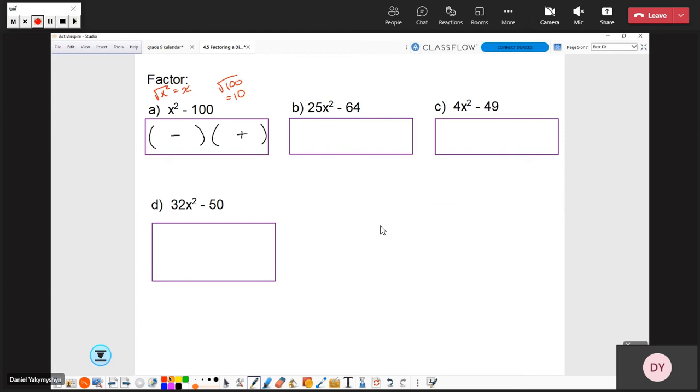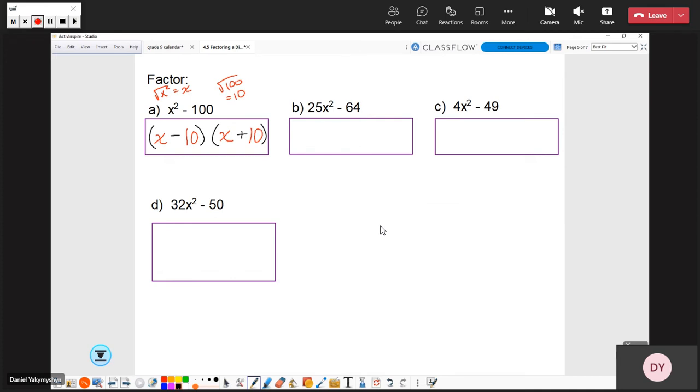So the first term was x squared here. We square rooted x squared and just got x. So x is going to become the first term, and 10 is going to become the second term. Any questions about this first one here? Feel all right with that?